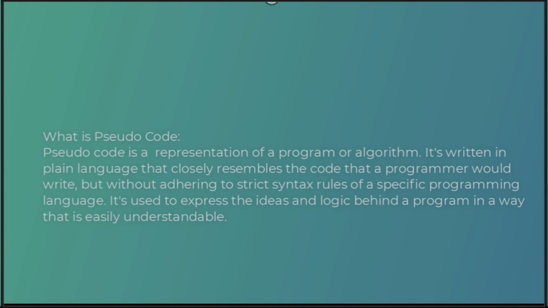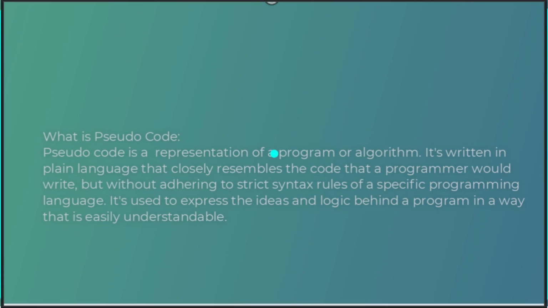Why do we use pseudocode? Pseudocode is used to simplify the process of writing computer programs. It helps to break down complex algorithms into smaller pieces. It also allows programmers to express their ideas and logic before actually writing out the code, making it easier to catch mistakes and identify bugs where necessary or identify a breaking point in that program.